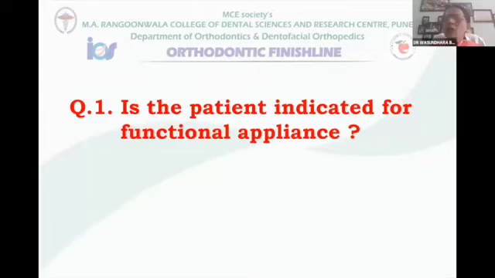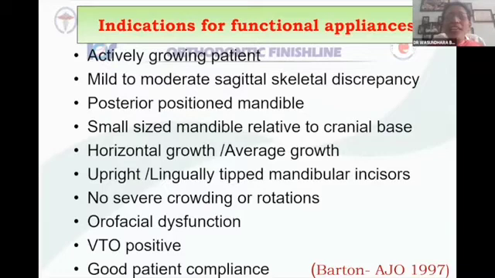The functional appliances are indicated in actively growing patients, mild to moderate sagittal skeletal discrepancy, posteriorly positioned mandible, small size mandible, horizontal to average growth pattern, upright or linguoverted mandibular incisors. There shouldn't be any severe crowding or rotation that interferes in the path of forward movement of the mandible. Then orofacial dysfunctions, if present, are the best cases for it. The VTO should become positive, and a good patient compliance should be there, then only your appliance will work.